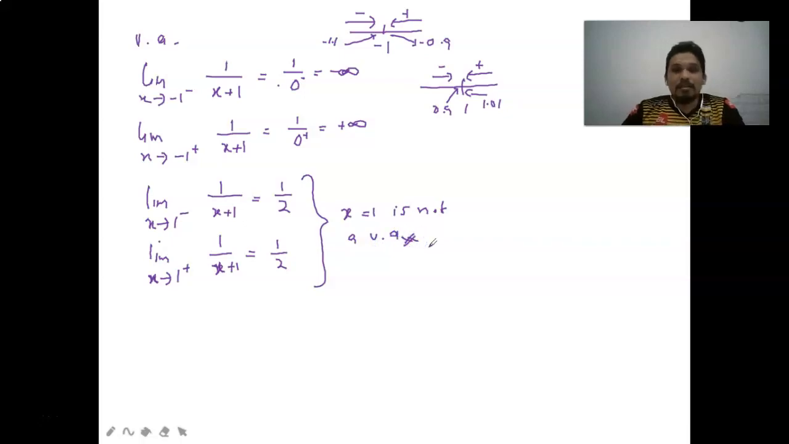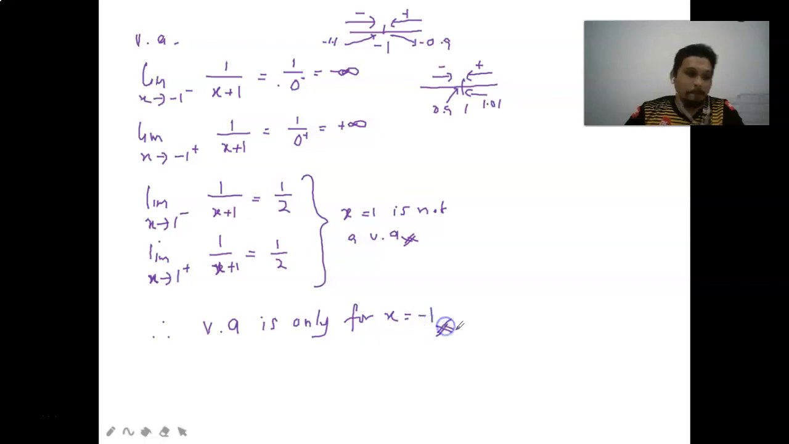Okay, so the vertical asymptote is only for x equals negative 1.